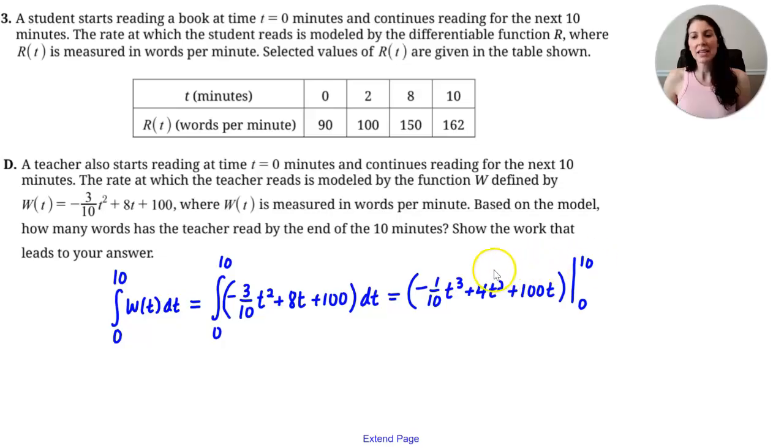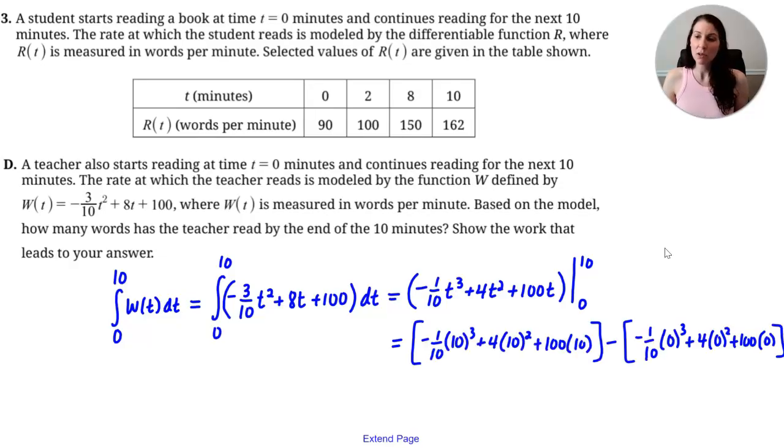So what that means is now I'm going to take this antiderivative, I'm going to plug in 10, and then I'm going to subtract the antiderivative with 0 plugged in. So you can see this is what I would have here. Again, just like part C, I would stop right here. I would not risk losing the point, because on an FRQ, you don't have to simplify to earn the point. But just in case you're curious what this simplifies to, it does simplify to 1300.